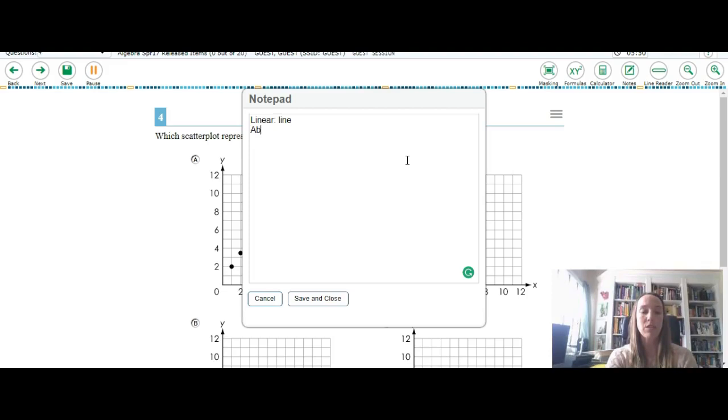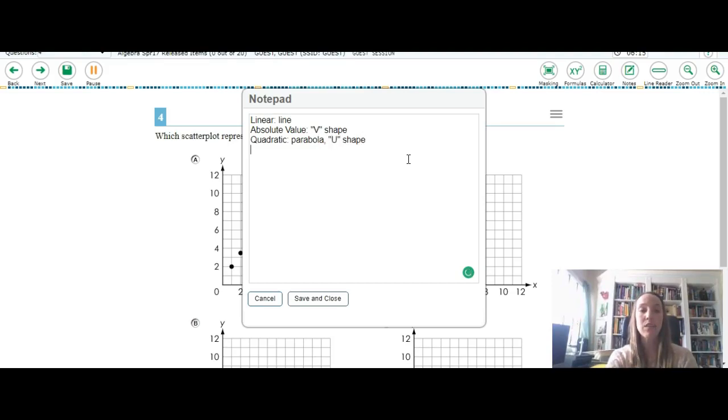Now, another type of function that we've learned about this year is an absolute value function. And if you remember that, the absolute value looks like a V shape. So I'm going to just type in V shape. And then this is what we're currently learning with these quadratics. So remember, a quadratic function is a parabola, and that's going to be a U-shaped graph.